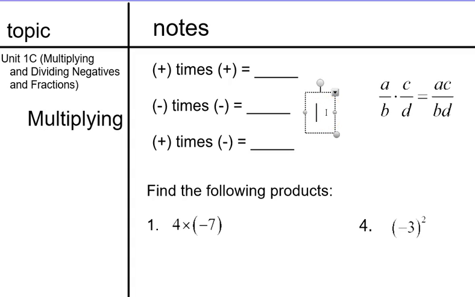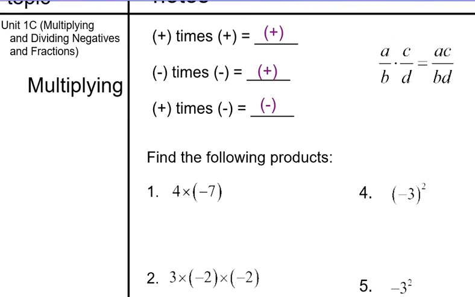A positive times a positive is always going to be a positive. Same with a negative times a negative. That will also be a positive. However, a positive times a negative is actually going to be a negative. So same signs, it's going to be a positive answer. Different signs, it'll be negative. That helps you remember it.